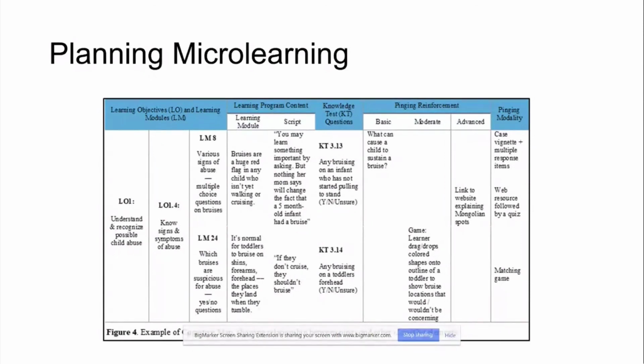And then when we do the pinging or the micro-learning, we can see, look, we're going to send out a basic ping such as what can cause a child to sustain a bruise, and the learner has to answer that question. This is months after they had the original training, so we're reinforcing that. Then we're asking them moderate questions. So now a learner drags and drops shapes onto a toddler to show where you would be concerned if you saw a bruise. And finally, we go to a website explaining Mongolian spots, which are often incorrectly identified as bruising.